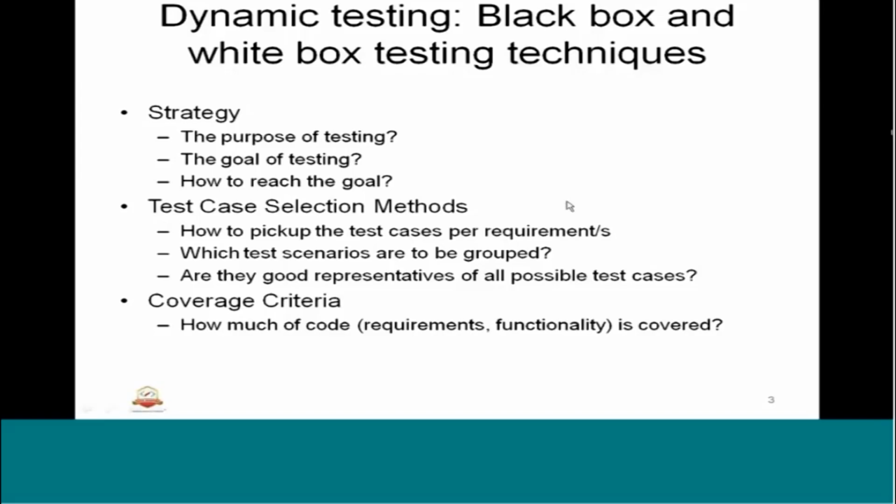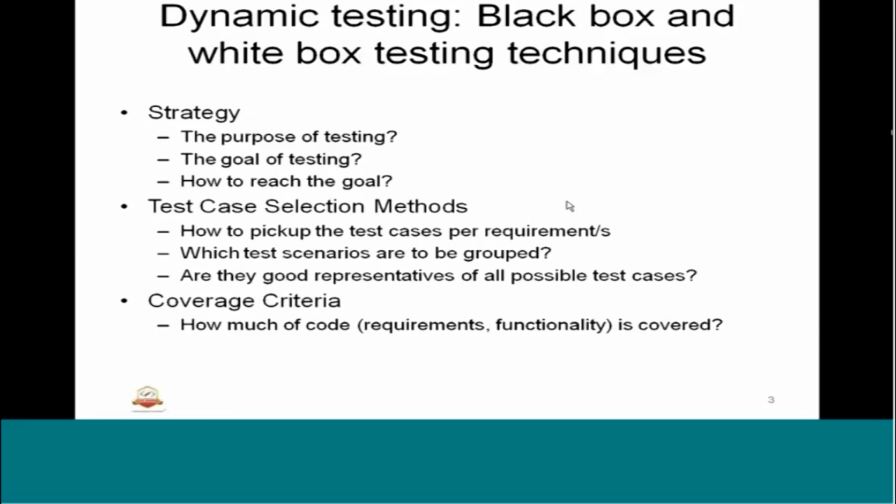Then we are going to come up with a coverage, that is, how much of the functionality requirements we have covered. In terms of black box testing, we go for requirements coverage, that is, functionality coverage or features coverage, whereas in white box testing we go by code coverage.